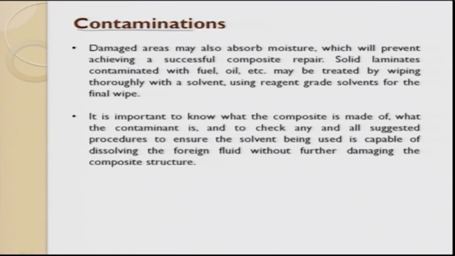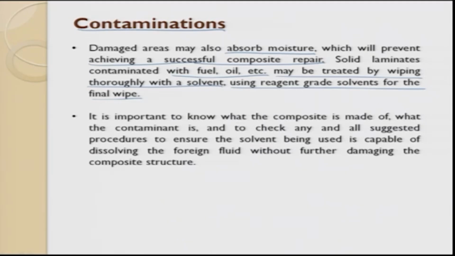So, what are the different contaminants? The damaged area may always absorb moisture, because there are cracks, and the polymer is hygroscopic in nature. So, it absorbs water molecules, which will prevent achieving a successful composite repair. So, first we have to remove all those contaminations. A solid laminate contaminated with fuel, oil, etc. may be treated by wiping with a solvent, using a reagent grade solvent for a final wiping. We also make sure the absorbed moisture is released out. This is very important.